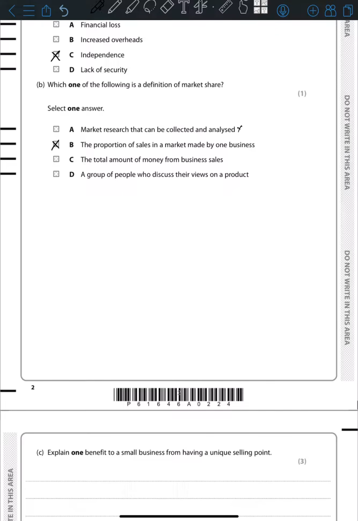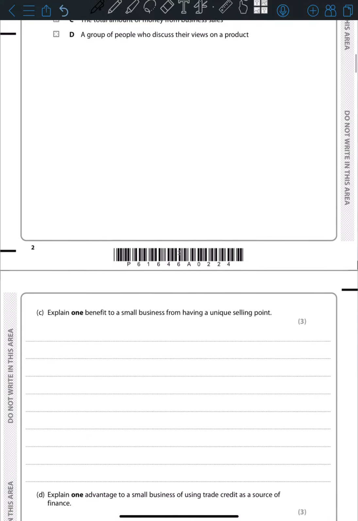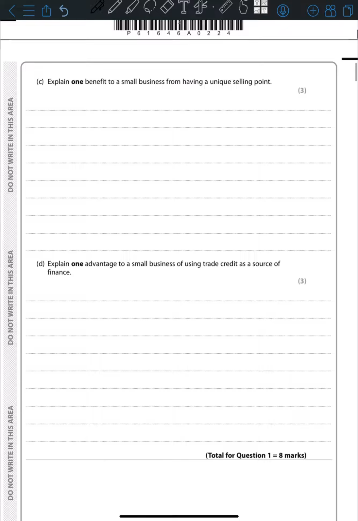The total amount of money from business sales. This is not market share because this is the definition of revenue. And for part D, it is a group of people who discuss their views on a product. This surely is the definition of a focus group. So this is also the wrong answer.